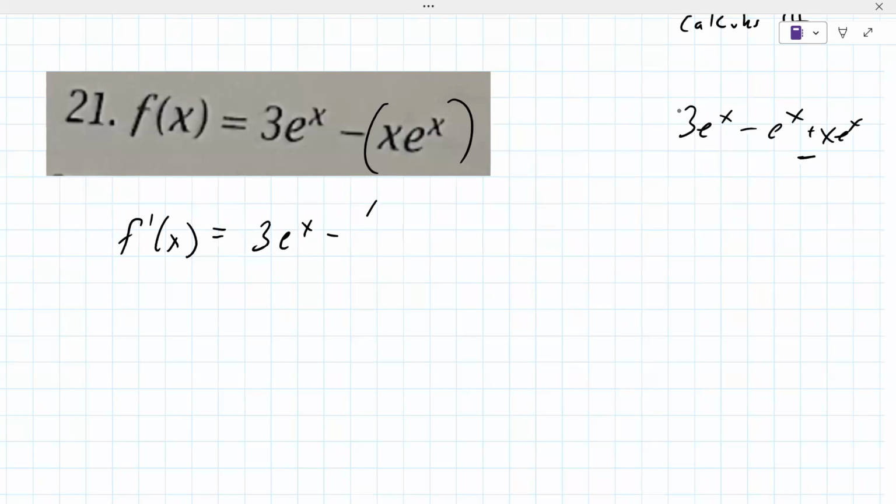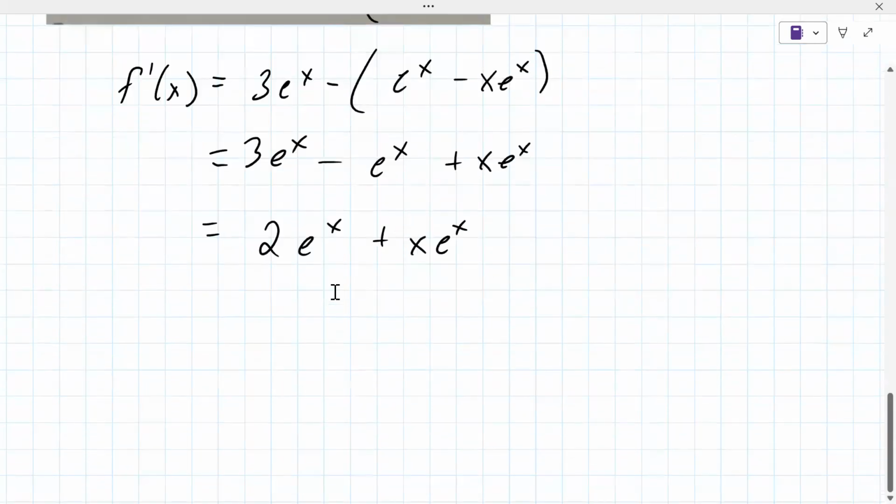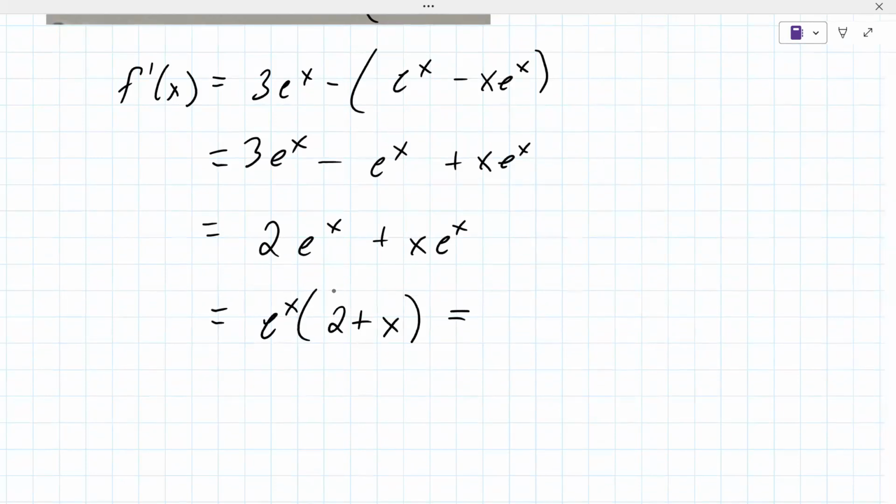So it's 3 e to the x minus, like you said, e to the x minus x e to the x. So minus e to the x plus x e to the x. So 2 e to the x plus x e to the x. And then depending on what you're doing, sometimes you rewrite this. This is where your prerequisite courses can help you here. So you're setting this equal to 0. e to the x never equals 0, but 2 plus x does.